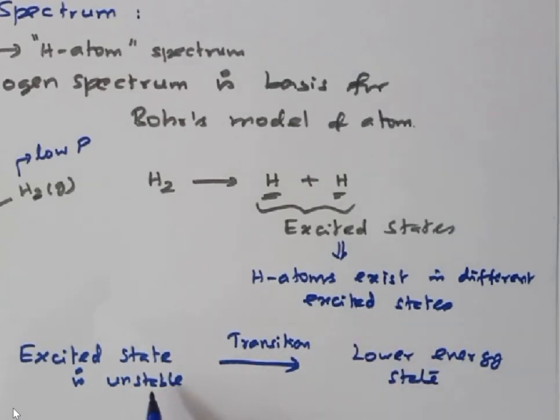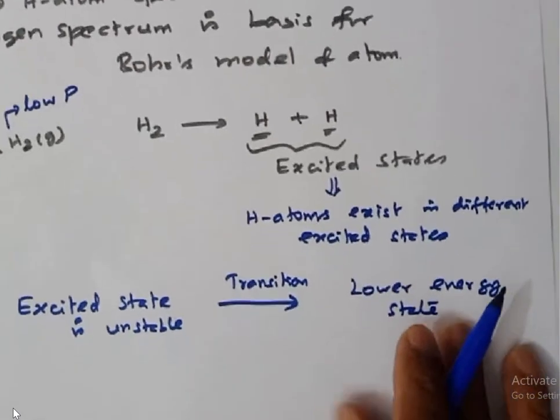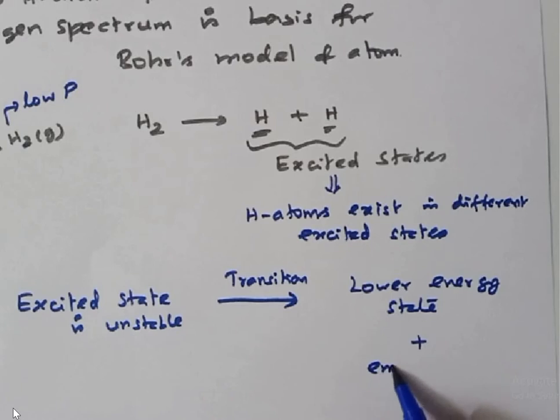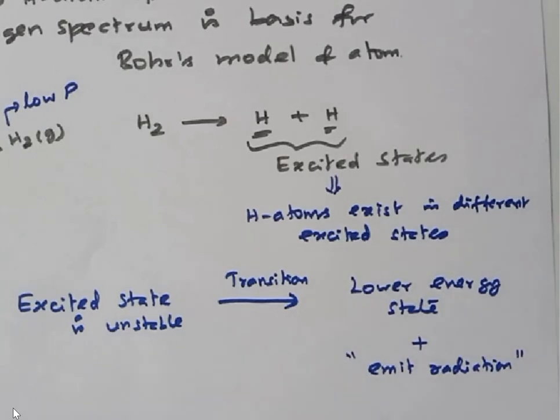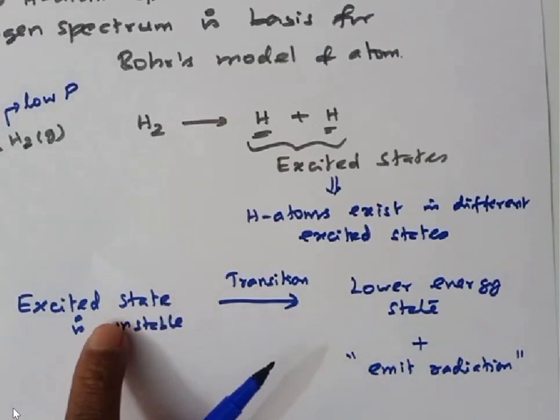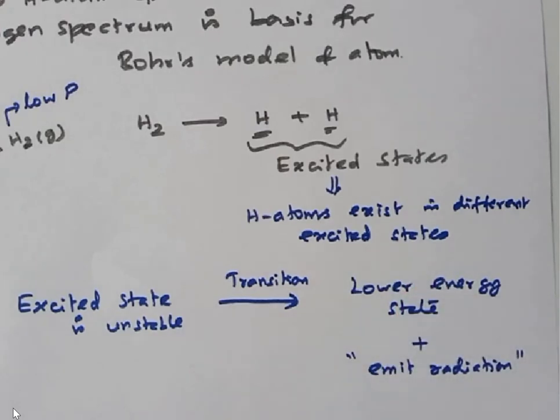When they come down to a lower energy state, they will emit radiation. Whenever an excited atom or excited molecule undergoes transition from a higher energy excited state to a lower energy state, the difference in energy comes out in the form of radiation. So this is the idea.